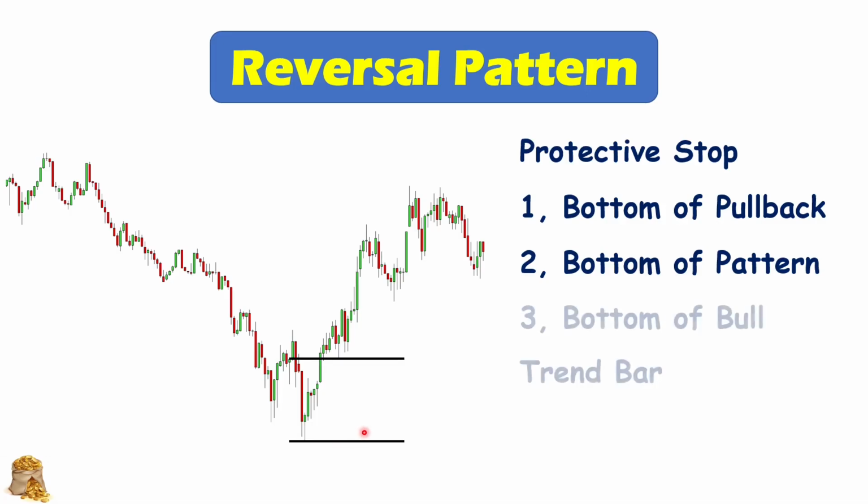The third option is you can put it in between this pullback bottom and the bottom of the pattern. So one option is you use the bottom of a trend bar. So this bull bar is very big, and then it serves as a trend bar. So you can put it at the bottom of this trend bar. Then you give enough room for the market to develop, and at the same time, the risk is not that much compared to the bottom of the pattern.